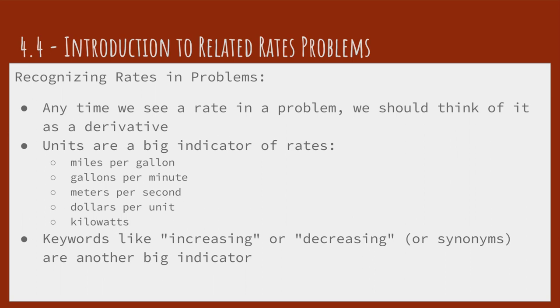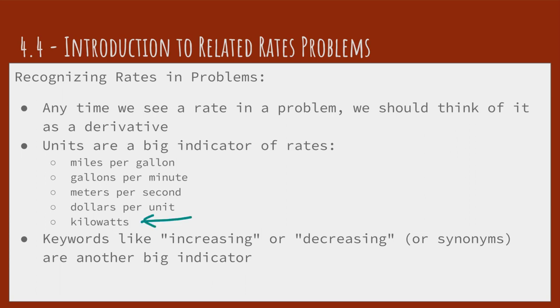Some big indicators that we're going to see rates would be, first of all, units. If we see units that are some sort of unit per some other unit, that's a big hint that it's going to be some sort of rate. So we have miles per gallon, gallons per minute, meters per second, dollars per unit. These are all rates. I do want to point out that not all rates are obvious like that. They don't all have that "per."